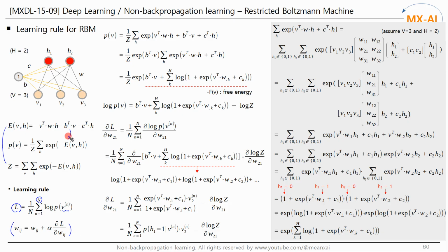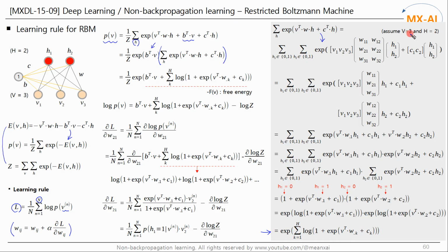If we plug the energy into this equation, P of V can be written like this. Since the B^T V is independent of H, it can be moved outside this sigma notation. As we saw in the previous video, this can be written as follows. This vector expression can be written in scalar form as follows.